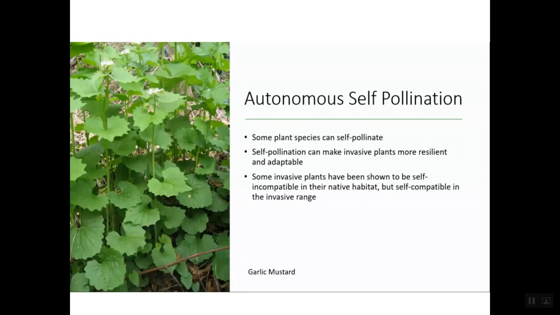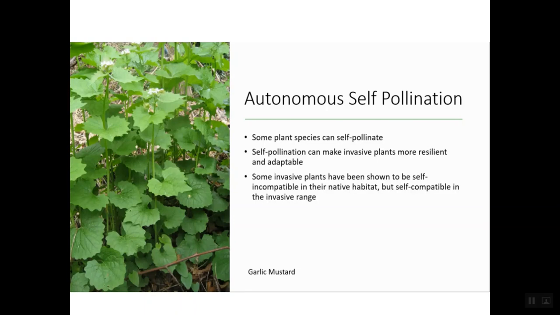But some plants can also self-pollinate. This makes them more resilient and more adaptable to different environments, because they don't rely on anything to pollinate. Garlic mustard, which you see on the left there, is an example of this, and it's an issue in this area as well. It was brought from Europe as a medicinal plant, but now it has escaped and is all over the U.S.